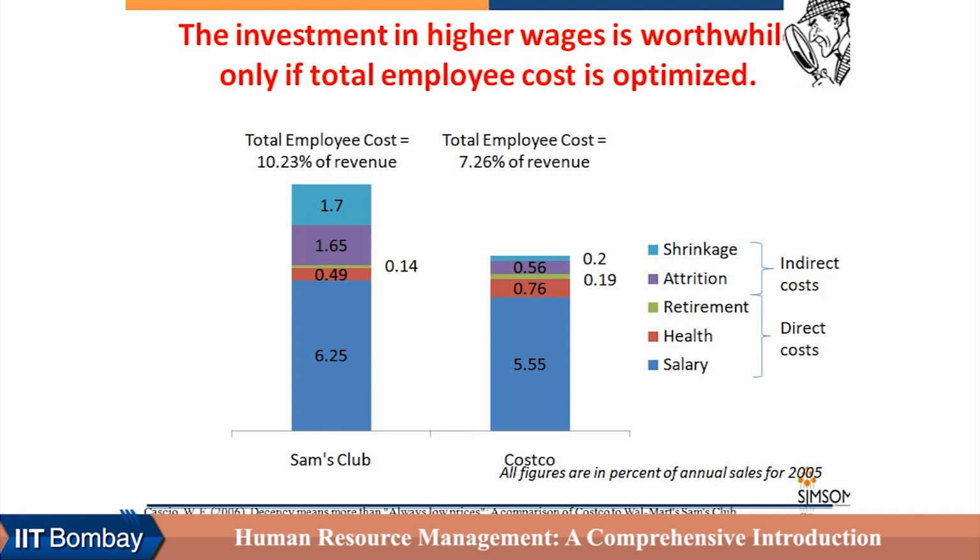Indirect cost and the direct cost, that has to be looked at more carefully. Here you will see the indirect cost which is attrition and shrinkage, that was much more in Sam's Club, whereas the direct cost was not much different. The direct cost to the employer, because of the direct cost of the employees, was almost comparable, 6.25 and 5.25, whereas the indirect cost was much more in the Sam's Club, and that can be attributed to its total employee cost and other indicators which we just mentioned.